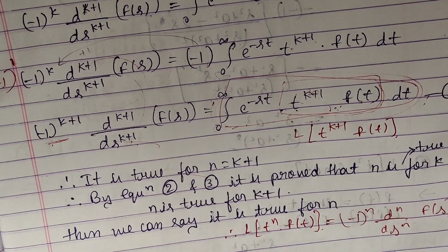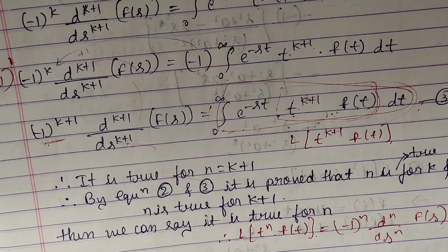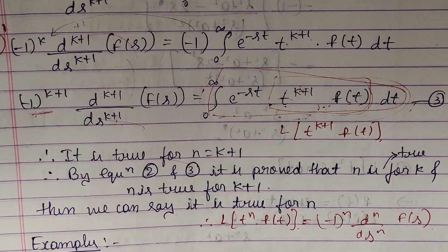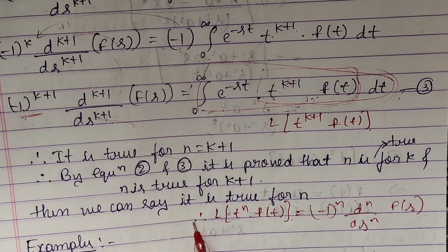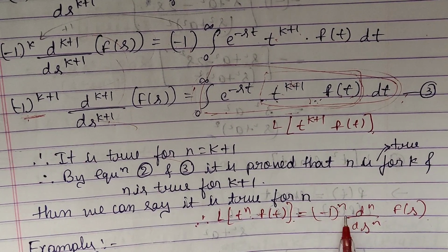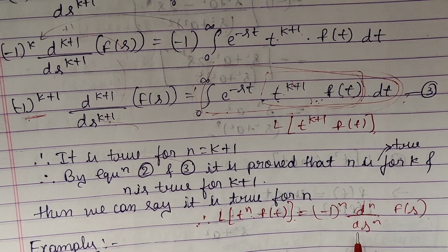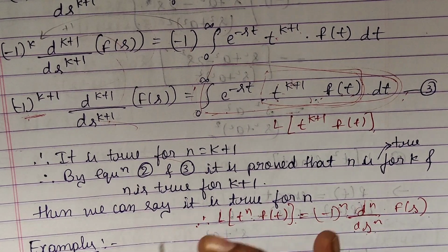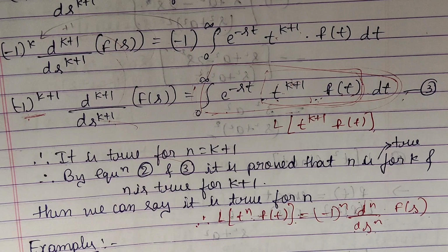So by equations 2 and 3, that we got for equation 2 for n is equal to k and equation 3 for n is equal to k plus 1, it proves that it is true for n equal to 1 and k plus 1. Then we can easily say that it is true for n. Therefore L of t power n into f of t is equal to minus 1 whole power n into d power n divided by ds power n into f of s. On the basis of these two theorems, we are going to solve the problems in the next video.